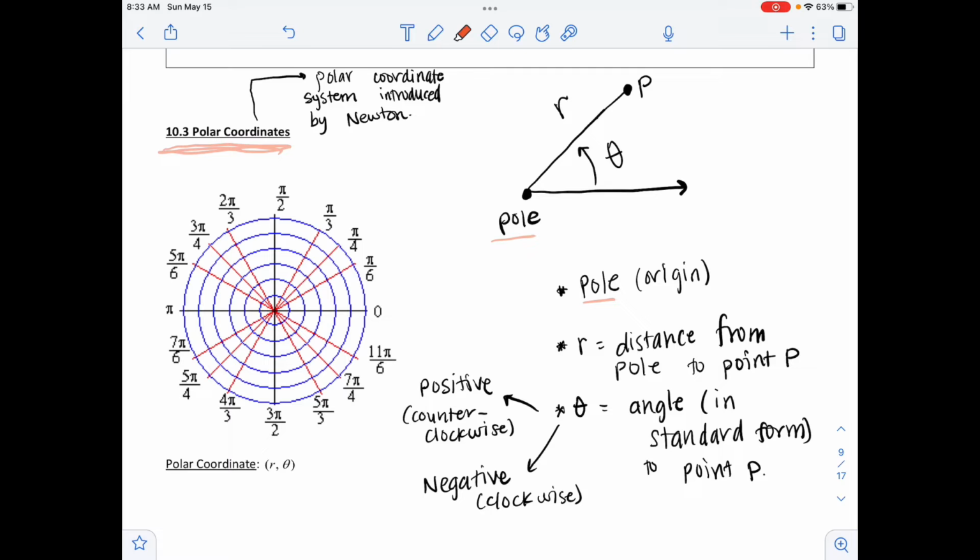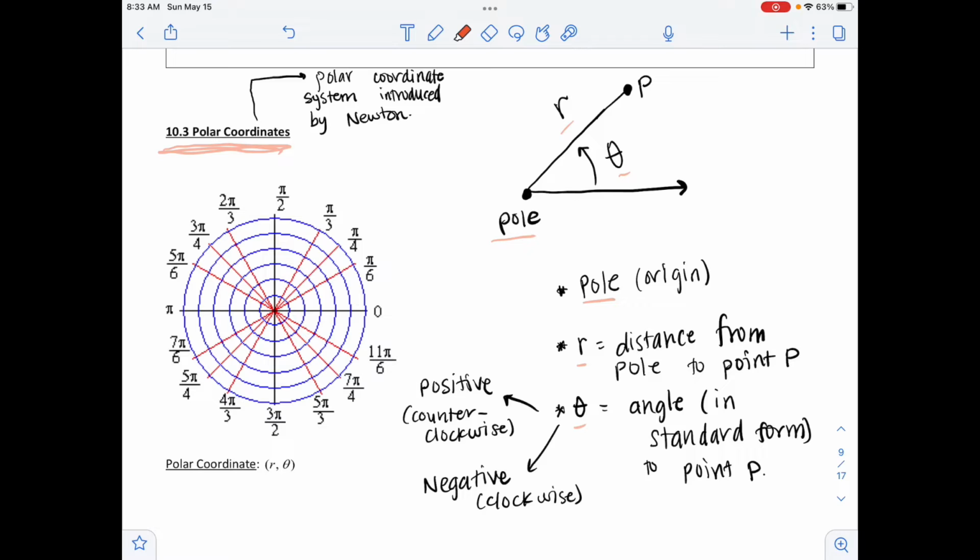And so for that, we have a couple other things. The first one's going to be r, and r is going to be, think of it as a radius. This is the distance from that pole to point P. And then we have theta, and you can see theta also on this graph, and theta is going to be an angle. It's in standard form.